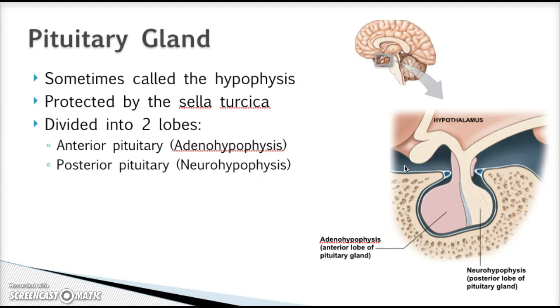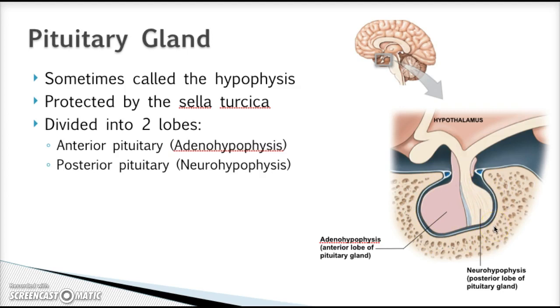The pituitary gland is sometimes called the hypophysis, which is what gives the hypophyseal portal system its name. Remember that it hangs from the hypothalamus, and it is protected by the sella turcica, the saddle within the sphenoid bone. Here is the sphenoid, and this area here is the sella turcica.